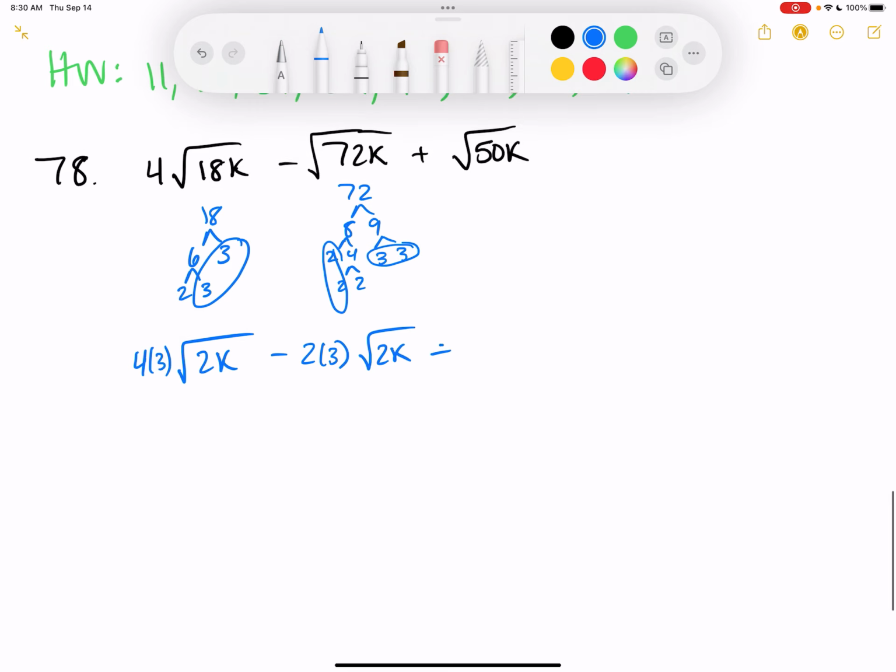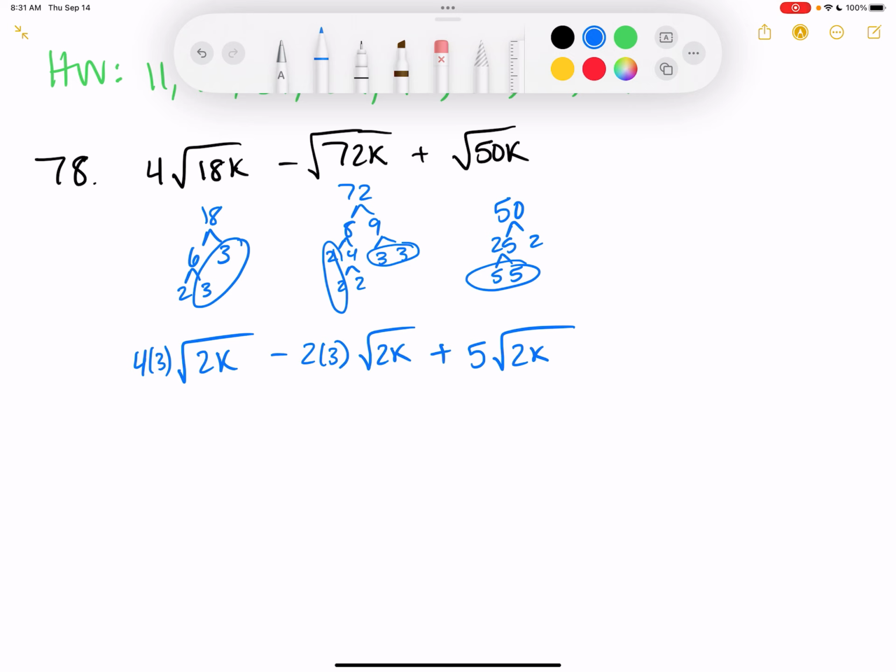And then I'm going to go ahead and put the plus. I'm going to try to break down 50. 25 and 2. 25 is 5 and 5. So I can take out a set of 5's. I'm left with a 2k inside. So now all my radicals are the same, so I can combine them.